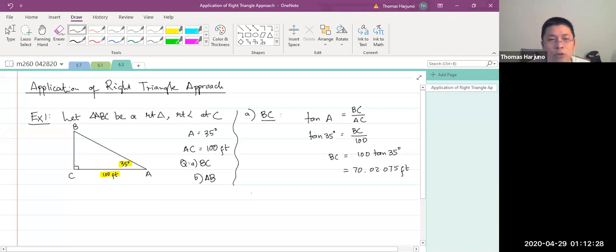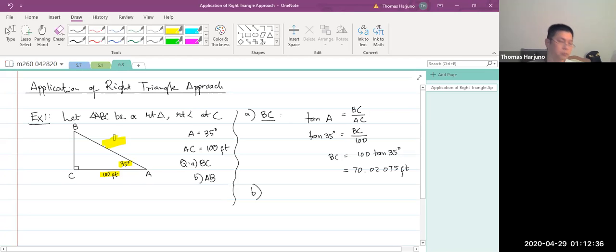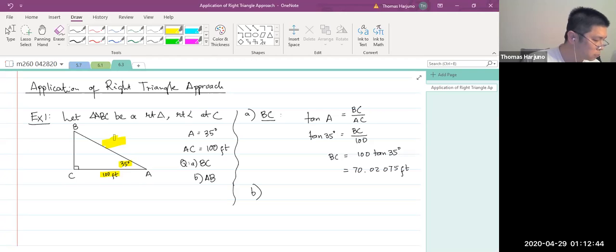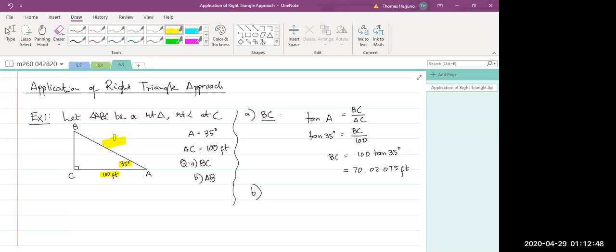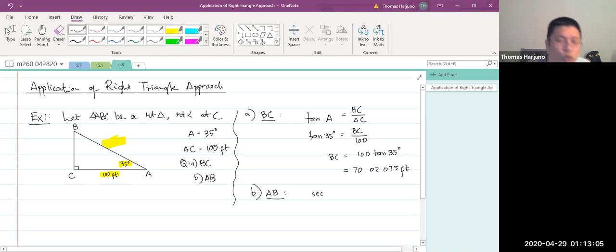Okay, so let me ask you to do part B. What relates 35 degrees, 100 feet, and AB? Cosine. Cosine, that's right. Now somebody may say, Thomas, can I use secant? Because secant actually relates those three things also. The answer is no. Don't use secant. Can you? Yes, you can do. You can use anything actually. There are so many ways to do it. But the reason we don't use secant 35 degrees is because our calculator doesn't have secant. Okay, so can you do that? Yes, you can. Should you do that? No.